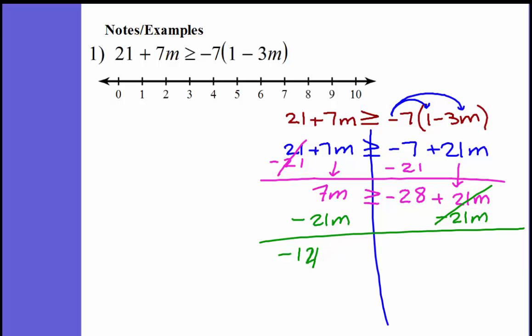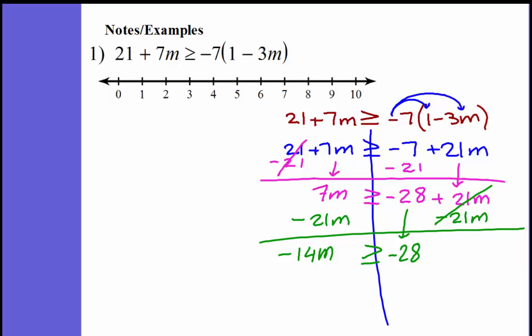That might look weird, but what is the left side? 0. So those are automatically gone. Bring down negative 28. Now my m is on the left side and my number is on the right side. Good, we cannot move anything anymore.